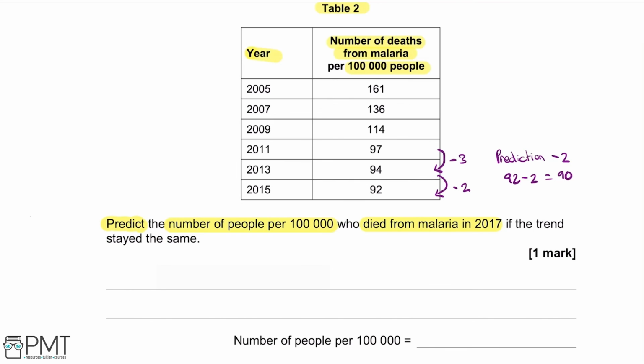Now remember, this is a prediction that we're making. The trend we've seen so far has been a decrease of 3 and then a decrease of 2. So you as the candidate might decide to predict that it's going to stay around -3 or -2, or you might follow that decrease and go for -1. And because of this, the mark scheme has been written to allow any value between 88 and 91, because we are making a prediction and there isn't a certain number. But the value we calculated in our example, the value of 90, is perfectly within those parameters, so you'd get a mark for that.